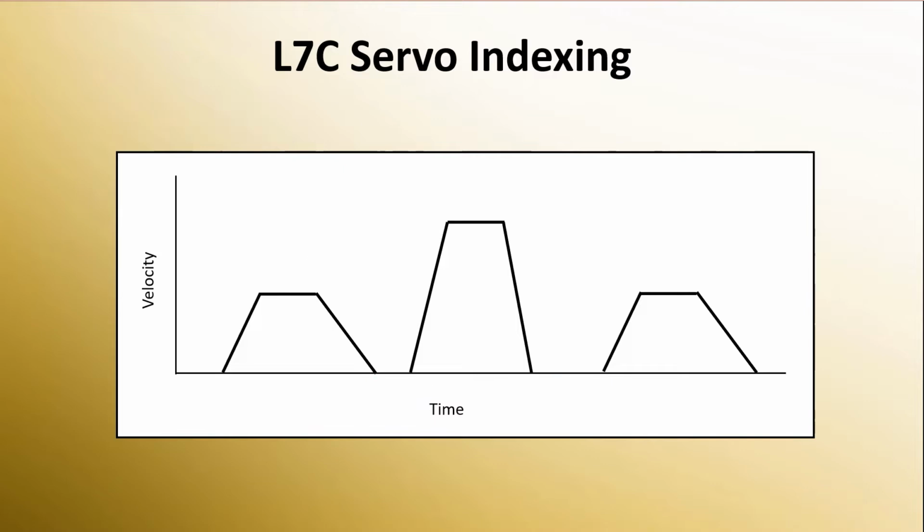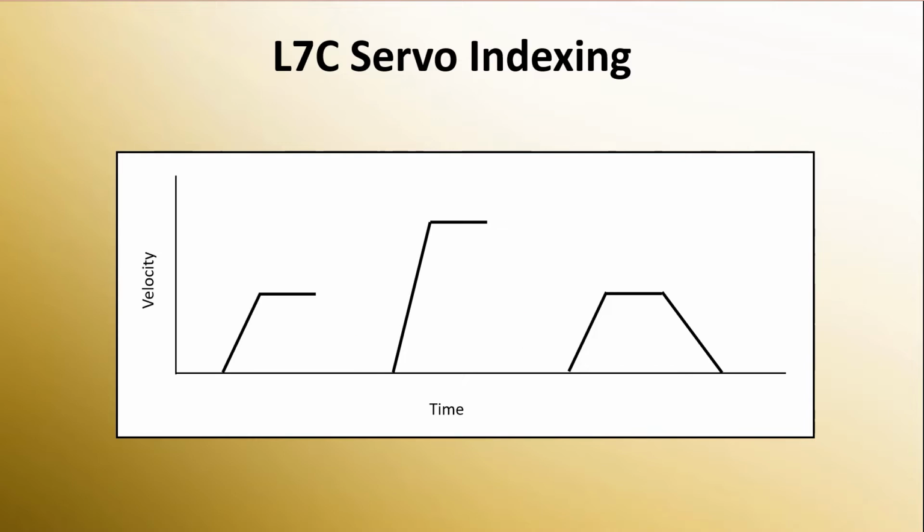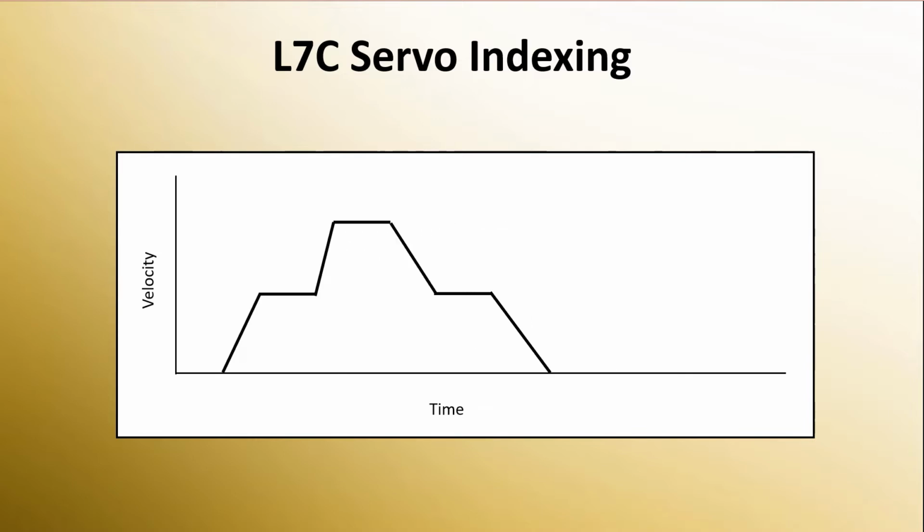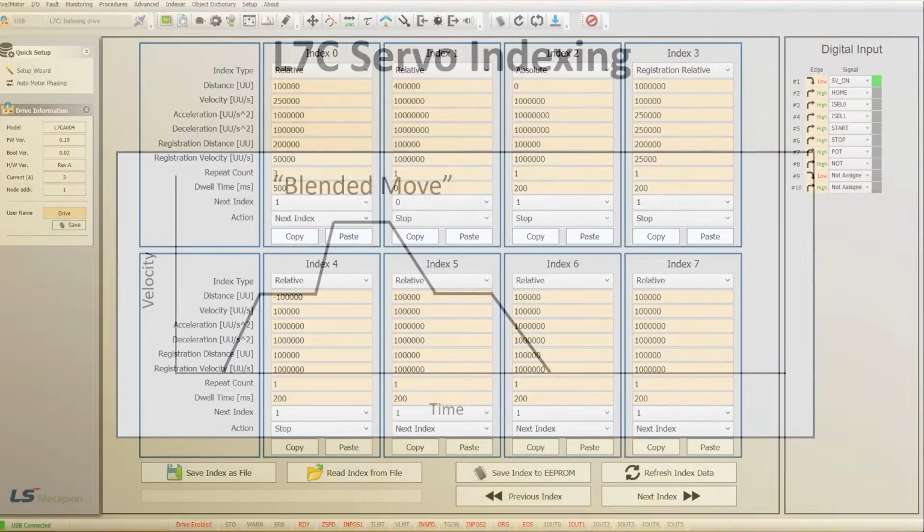Blended moves are the exact same thing, except instead of decelerating to a stop when the final destination is reached for each move, you immediately transition to the next index without stopping. So you're blending or merging two or more indexed moves so you don't have to wait for the motor to stop between indexes. Let's do an example of that.